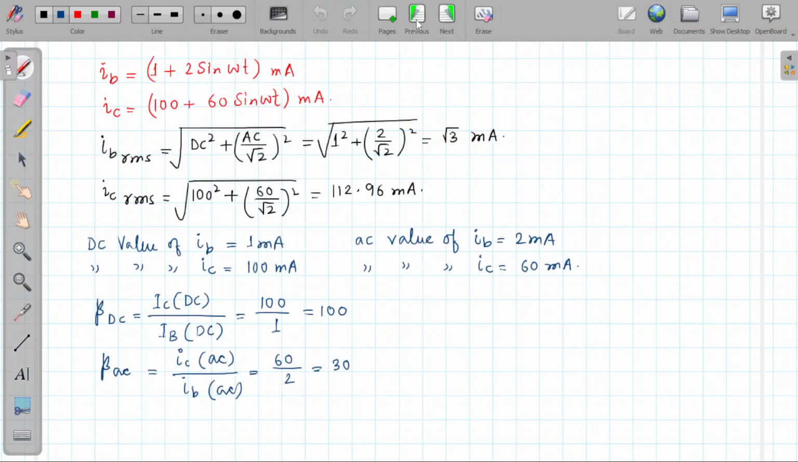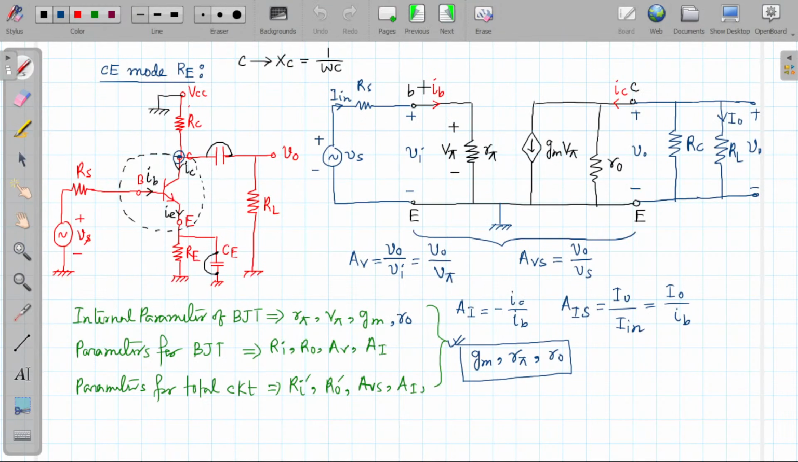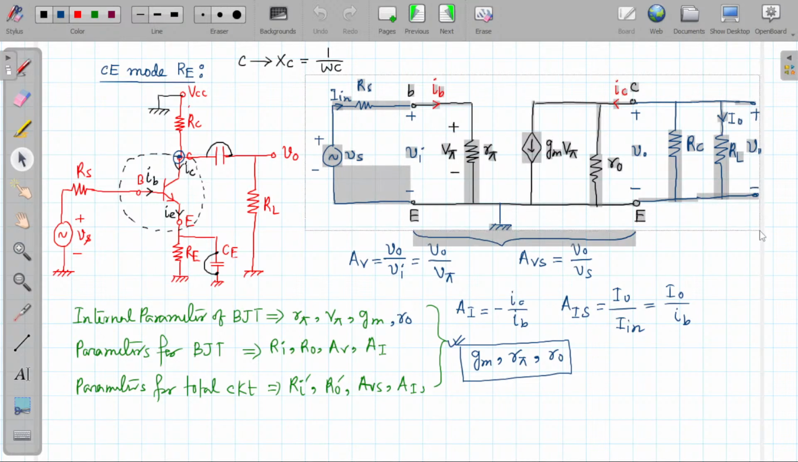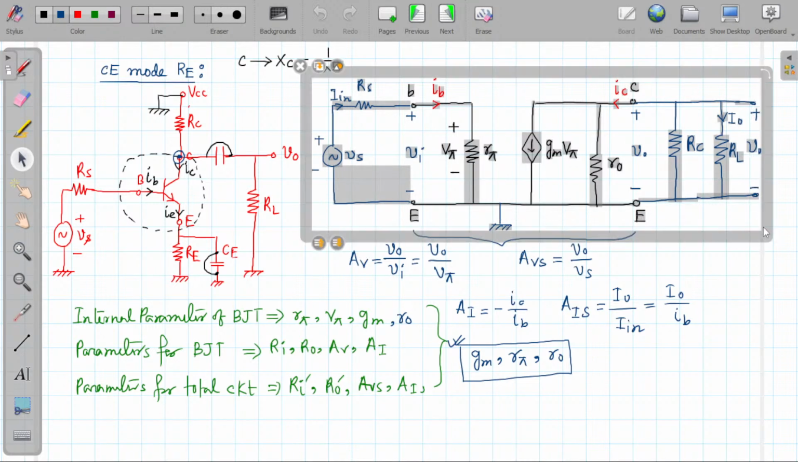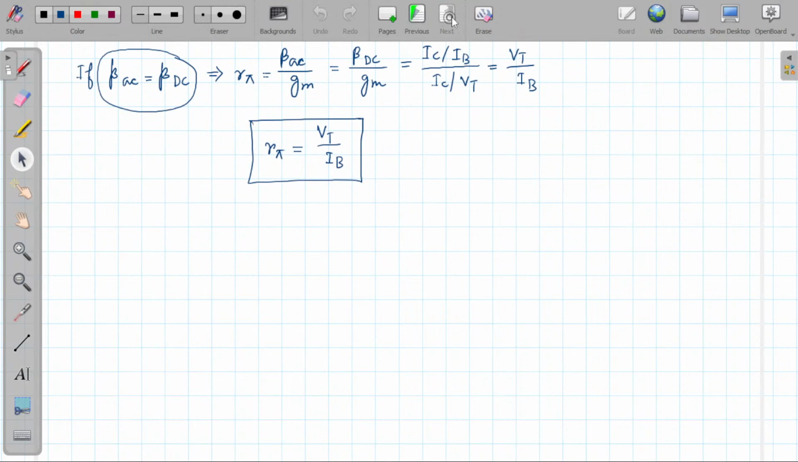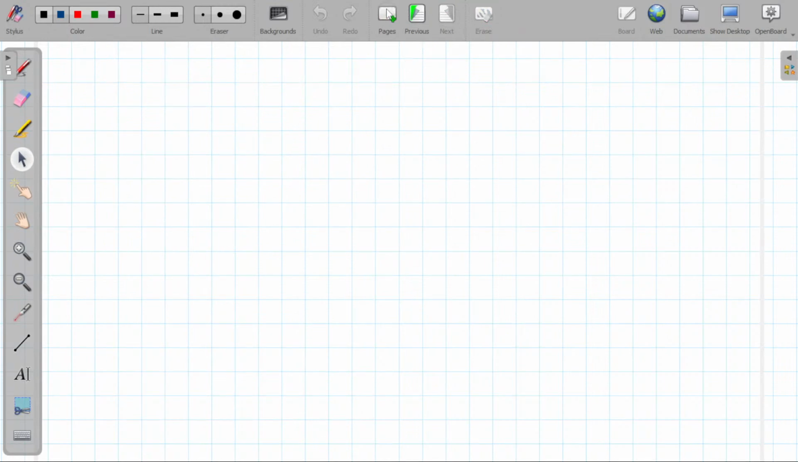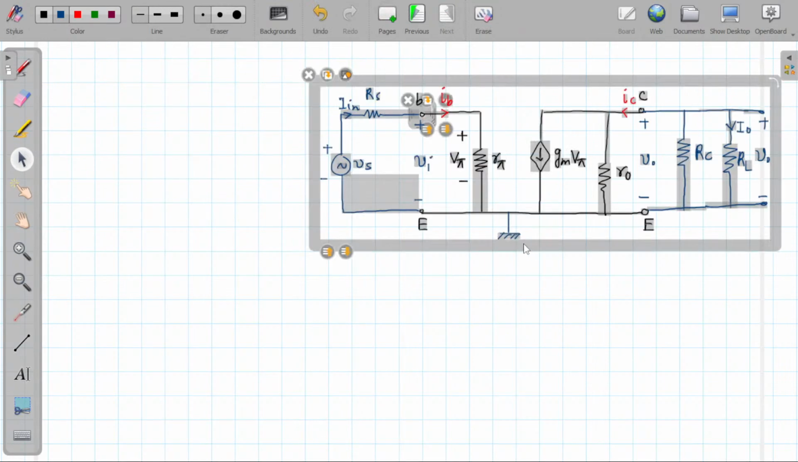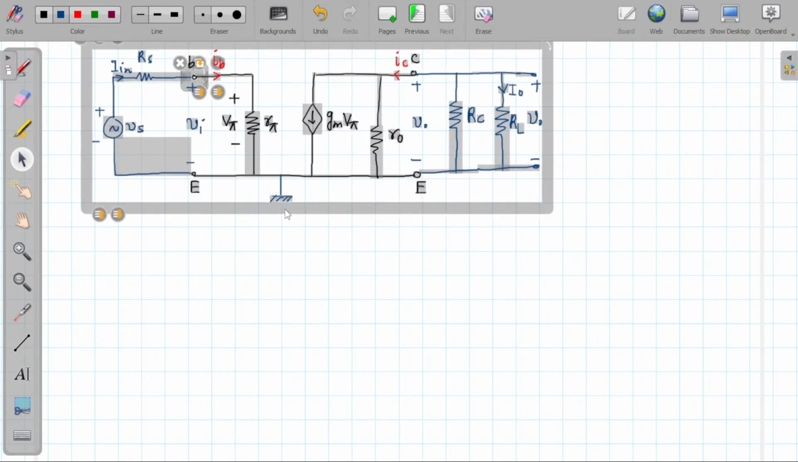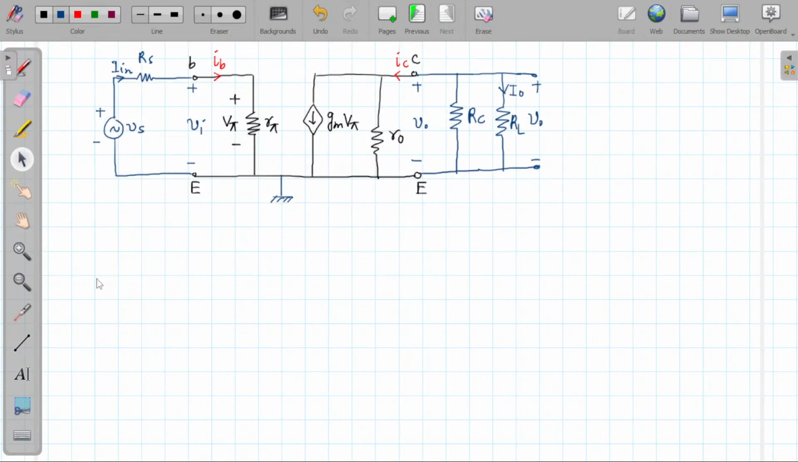Now let us take the RE model that we have drawn here. Let me copy this RE model into a new slide, and we'll use this RE model. So this is the RE model that we have already seen.